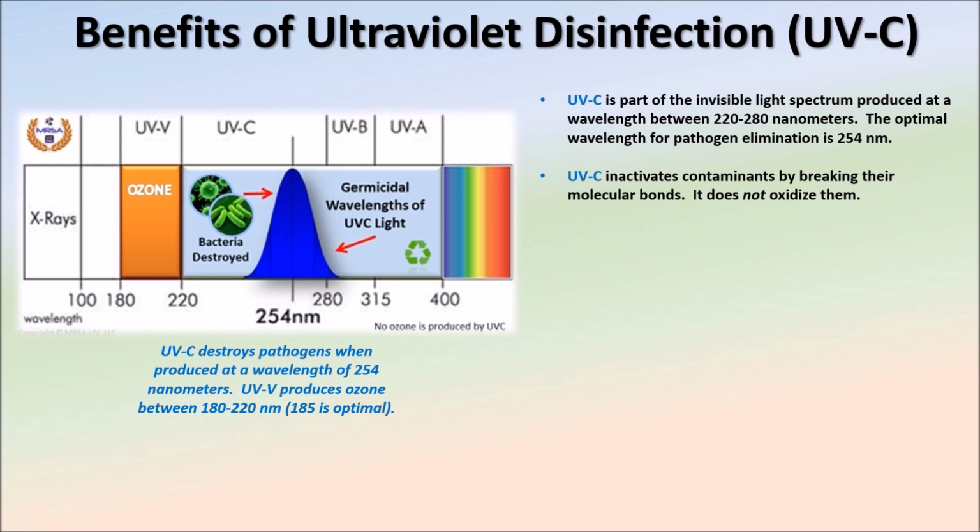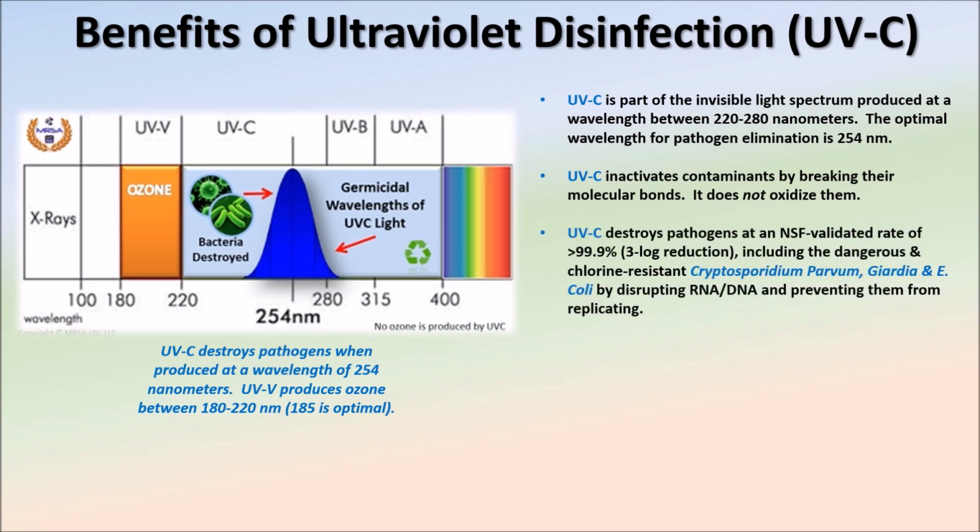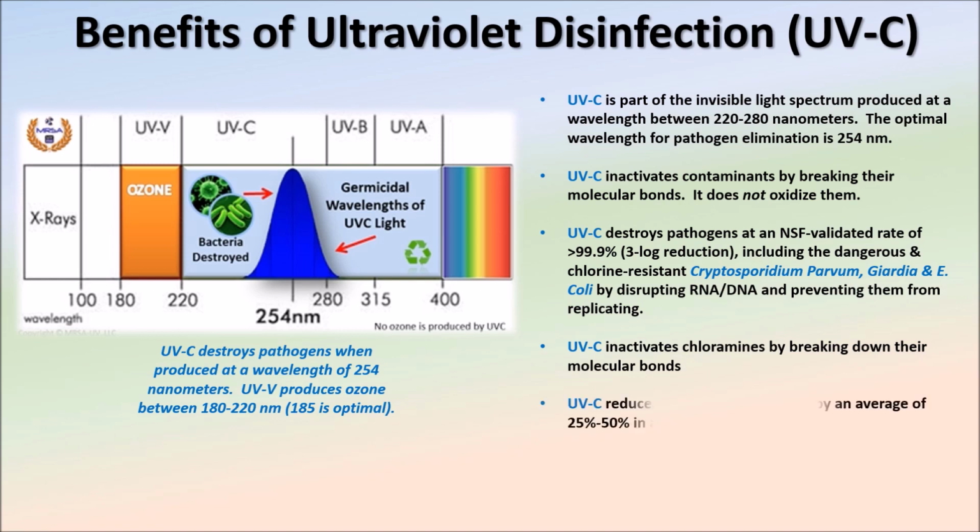I must emphasize the fact that, unlike ozone, UVC does not oxidize these contaminants. However, just like ozone, UVC destroys pathogens at an NSF-validated rate of greater than 99.9%, including the dangerous and chlorine-resistant ones we mentioned previously. It does so by disrupting their RNA and DNA structure and preventing them from reproducing. UVC likewise inactivates chloramines by breaking down their molecular bonds, and UVC can reduce chlorine consumption by an average of 25 to 50% in a typical pool when used as a solo complement to an existing chlorine delivery system.